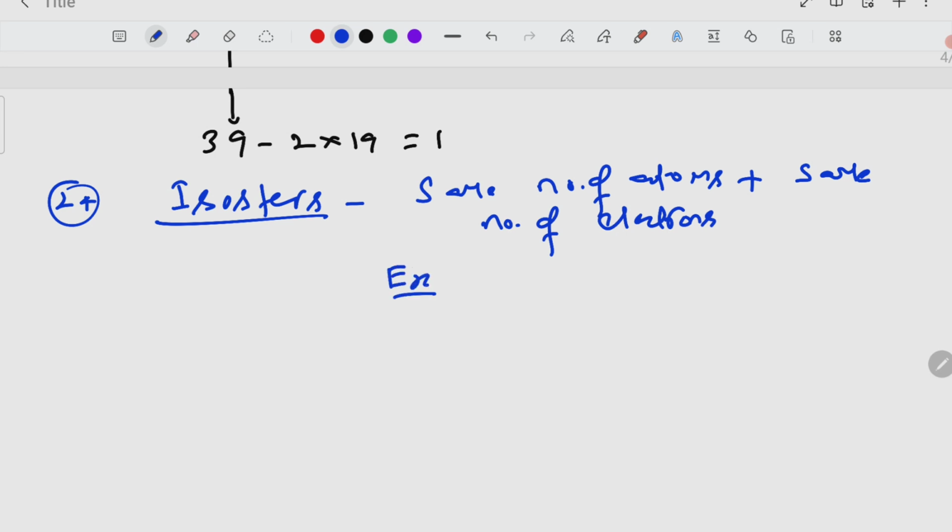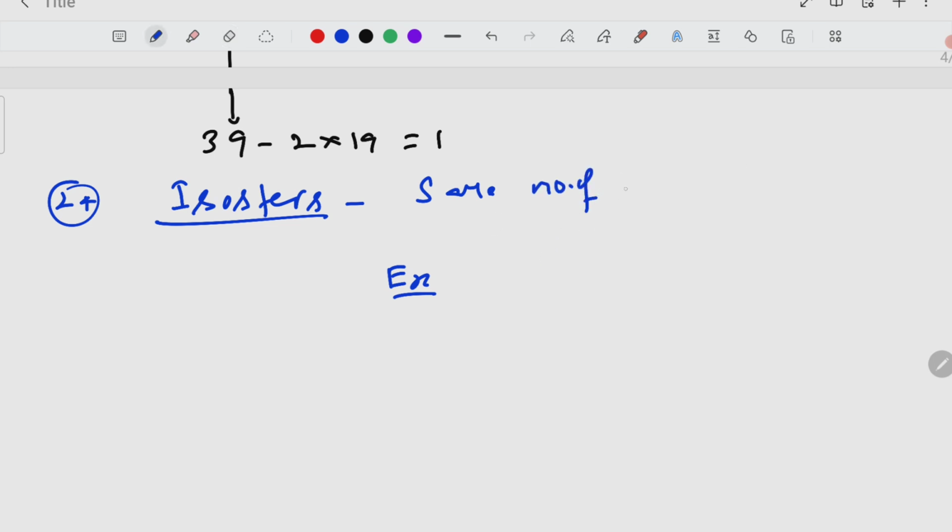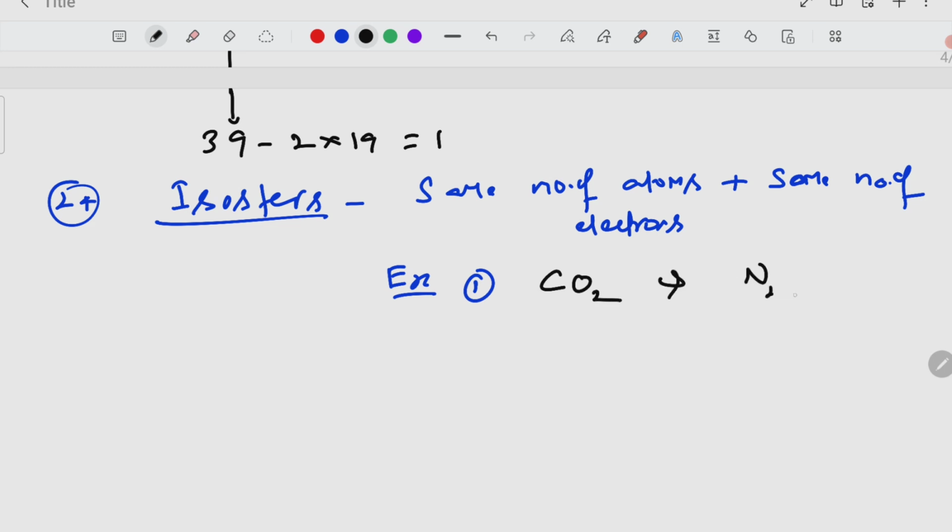Think, everyone. Example for isosters, where same number of atoms plus same number of electrons; together both should be satisfied. For example, let us check whether it is valid or not. I am taking CO2 and N2O. Let us verify it.